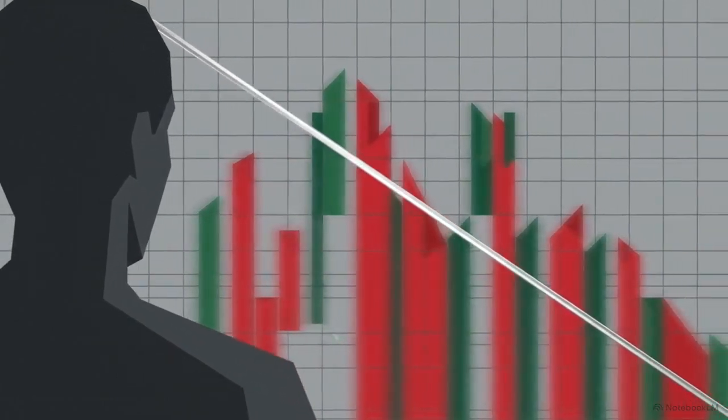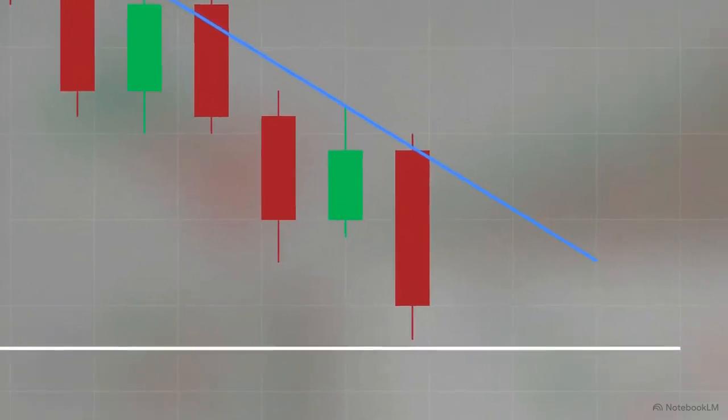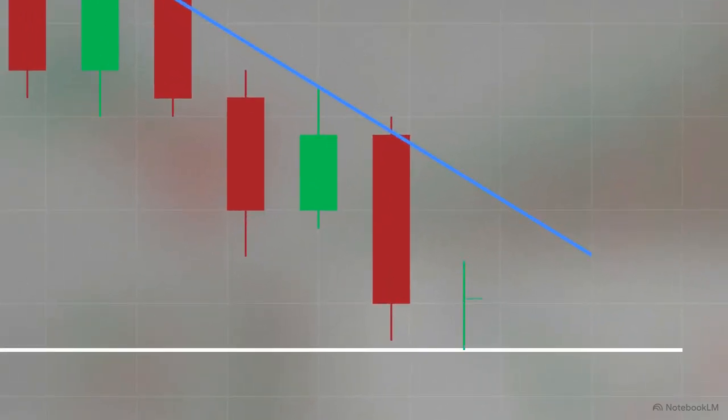We start with the macro story. This chart shows a clear downtrend of lower highs and lower lows. As the price approaches a previous low, we draw a support line where buyers have historically stepped in. Right at that floor, a doji candle forms. Sellers have stopped their aggressive push, and the market is suddenly hesitating.